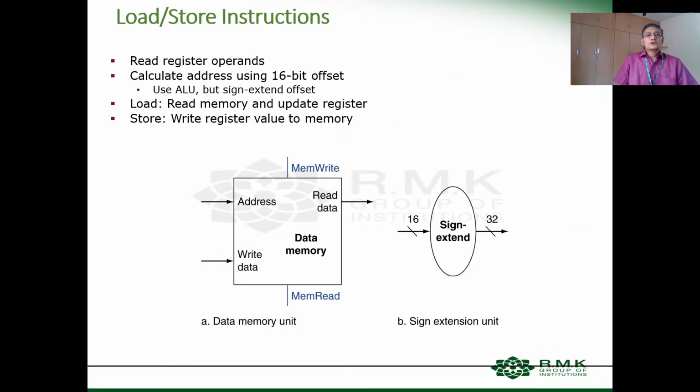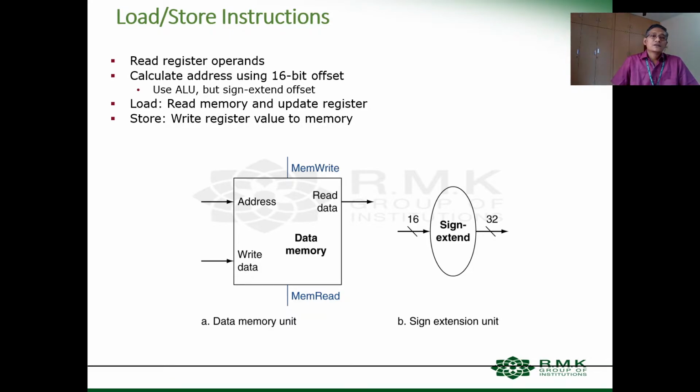Now we will look at the load store instructions. We know that two important memory reference instructions in MIPS are load word and store word, right? First we need to read the register operands. Then we need to calculate the address using the 16-bit offset, because in load word and store word we have an offset value that is present directly in the instruction. That is represented as 16 bits.